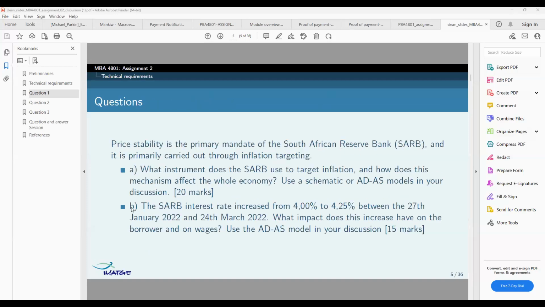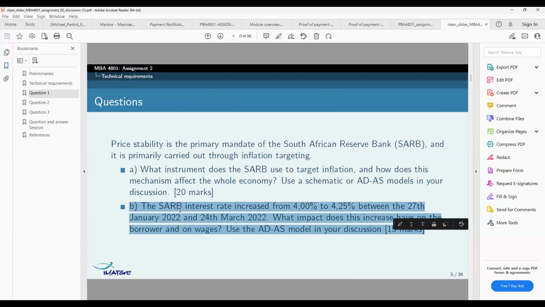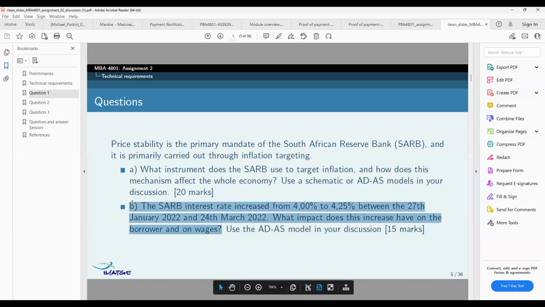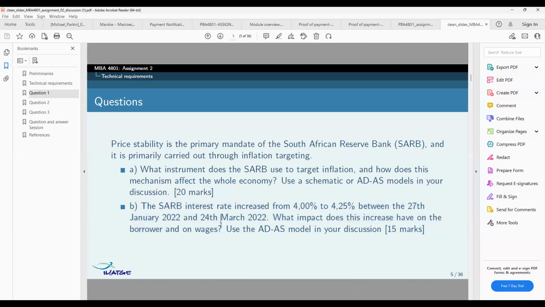Right. The question is B here that says the SARB interest rates increased from 4% to 4.5% between 27th of January 2022 to 24th of March 2022. What impact does this increase have on the borrowers and on wages? That's why I combined MBA and MBO, because you can also find a question like this even at PGD level. It's not something that is quite surprising.